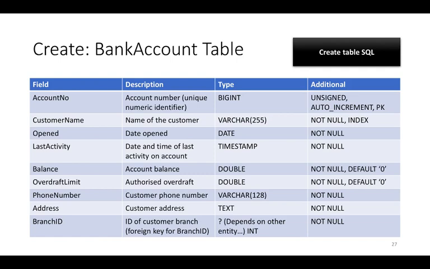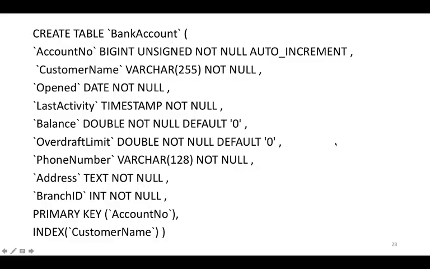So we literally have a list of the columns, the types. We know, for example, what each of the types of data is, what the name is, and then what's the additional information. Is it a primary key? Is it null? Is it not null? Does it have default values? And then what we do is we turn that into SQL. So here is a more complicated create table statement. So that's how we create tables.